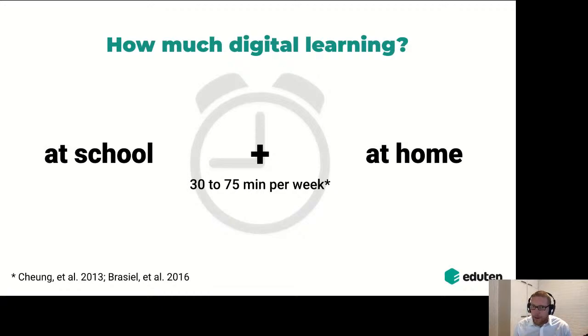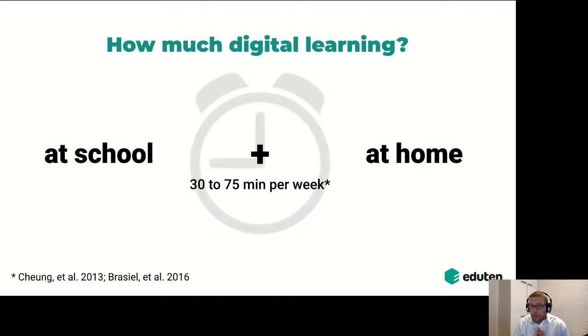So we don't need a whole lot of this. We need some. And well, I consider this 30 to 75 minutes per week per subject. So if we are using digital learning in multiple subjects, I would increase the number. Like in math, we do half an hour. In languages, we do another half an hour, and so on.